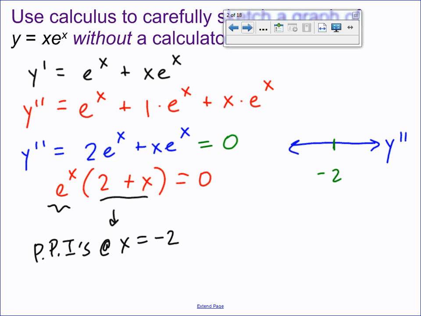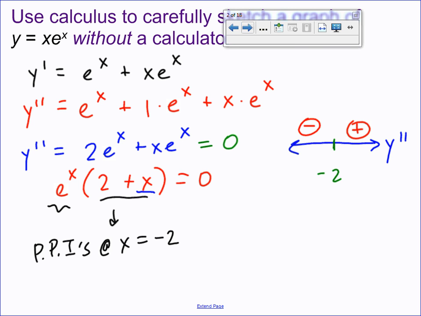Negative 3. I'm down, so we'll go in for x, and we'll put in negative 3. That first factor, e to the x, is always positive. 2 plus negative 3, however, is negative. So overall, it looks like we've got negative y double prime values to the left of x equals negative 2. Convenient x value to the right? Negative 1. Negative 1 for x makes this factor 2 plus negative 1 positive. So it looks like y double prime has positive value.